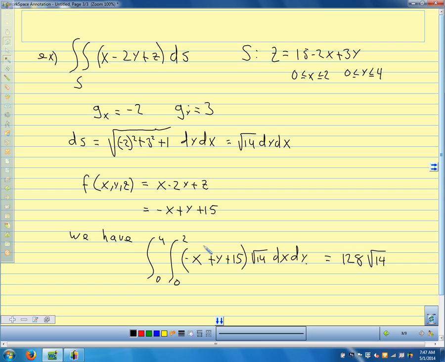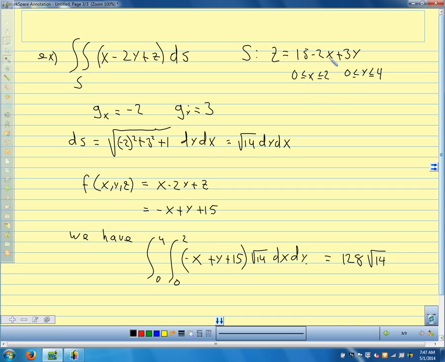Or I could switch those two around. I don't know why I did dx dy this time. Normally I do dy dx. So this one, nice easy surface integral to evaluate.